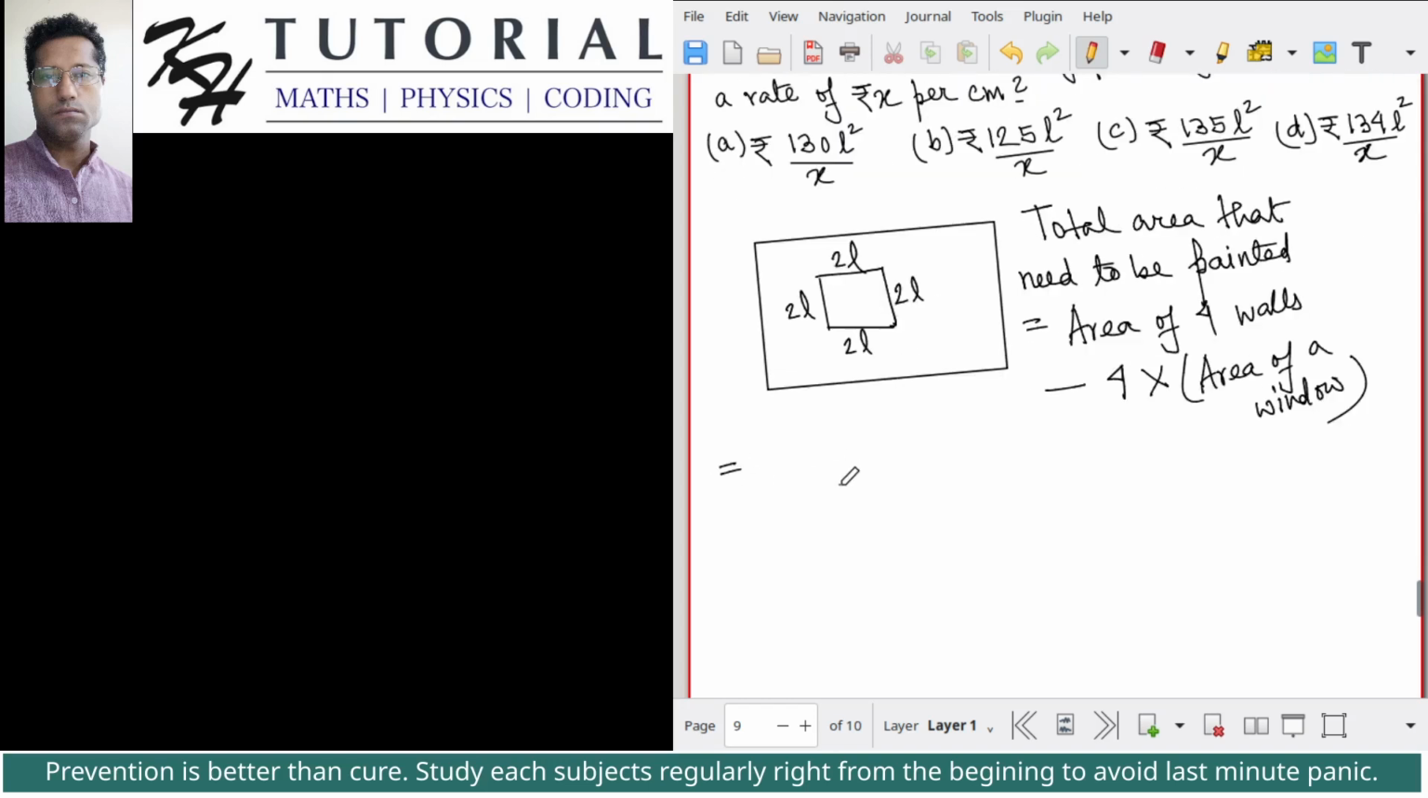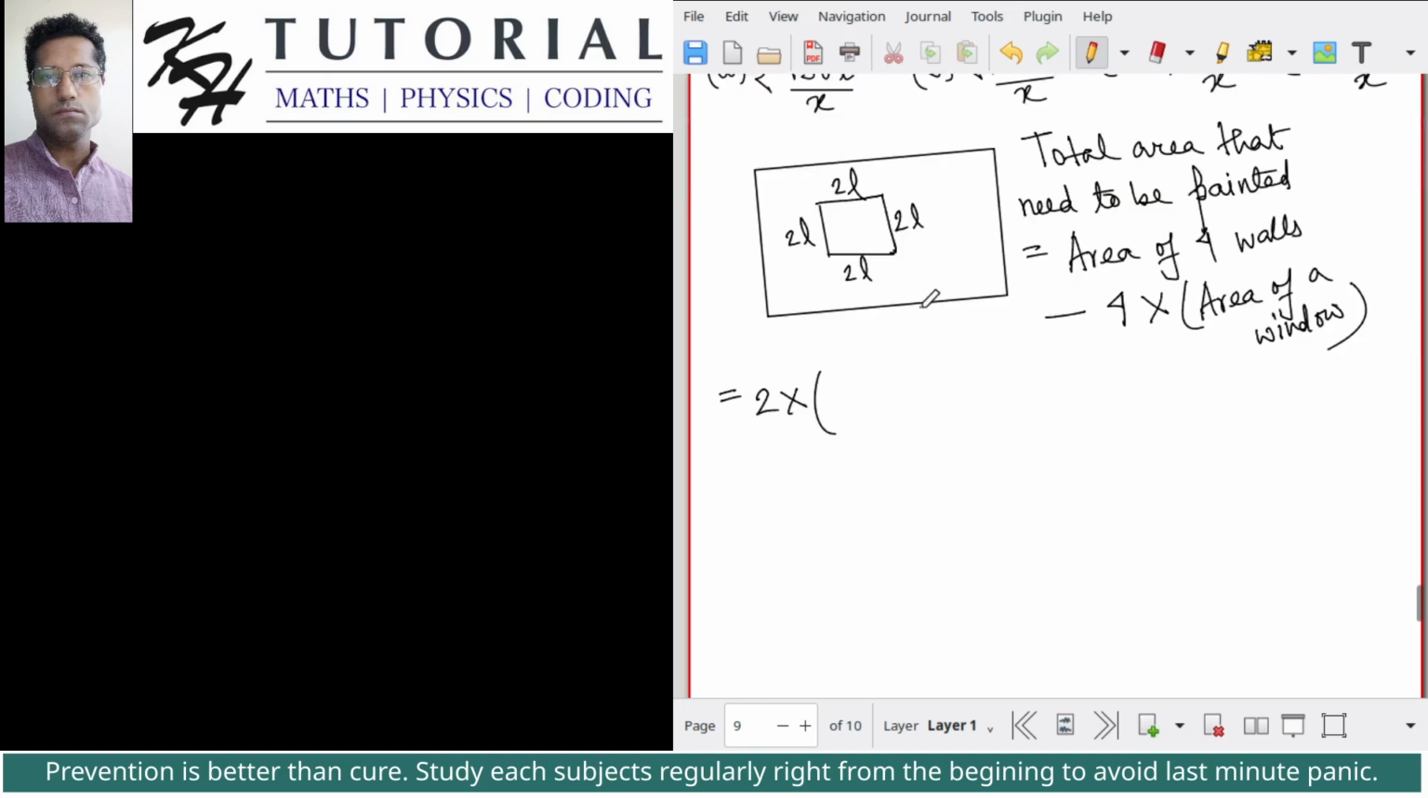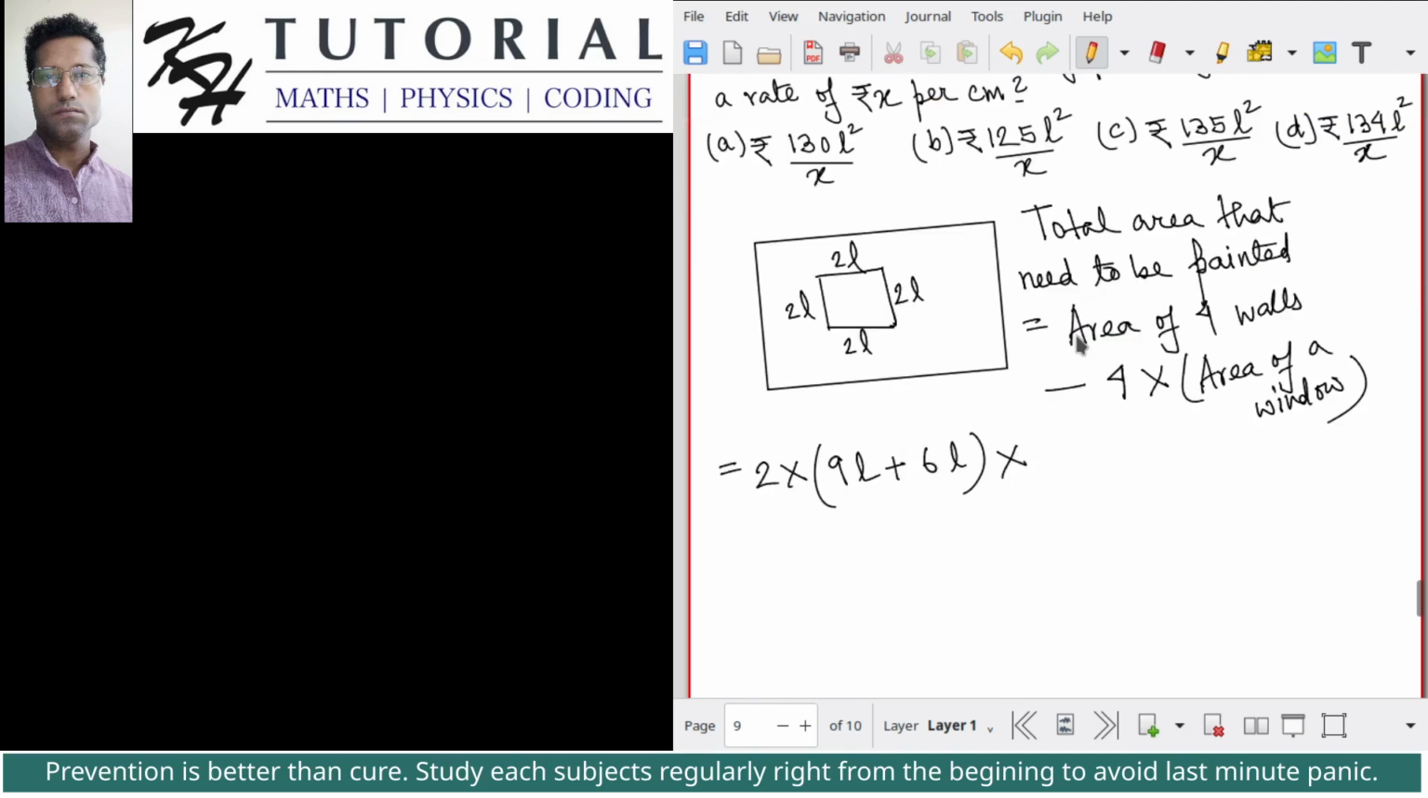Okay. So now what is the area of four walls? We know that the area of the four walls of a room is 2 into (length plus breadth) multiplied by height. As per the given problem, the length and breadth of the room are 9L centimeter and 6L. So 2 into (9L plus 6L) multiplied by the height. The height of the room is 5L.